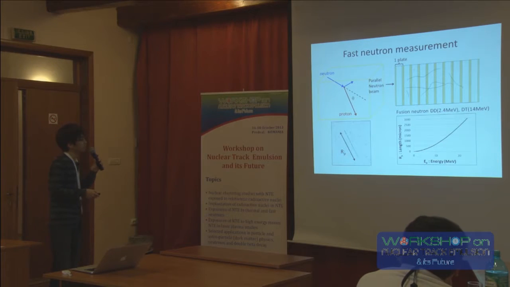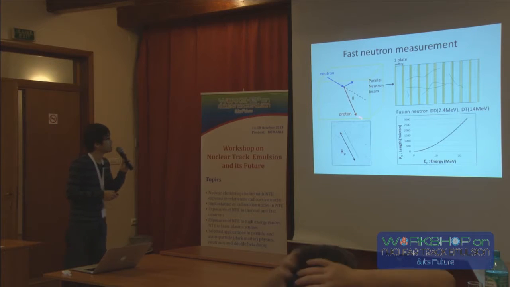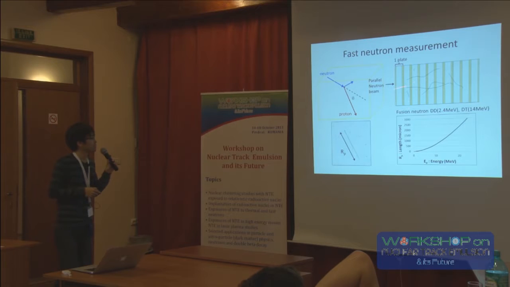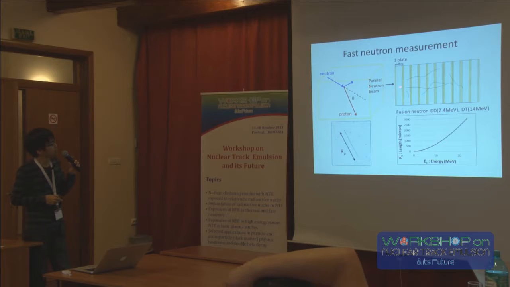We are also trying fast neutron detection with nuclear emulsion. This is the principle of detection of fast neutrons with nuclear emulsion. The fast neutrons scatter protons, so we can detect the proton tracks in the nuclear emulsion. When a parallel neutron beam is exposed to the nuclear emulsion, we can get these track images in the emulsion detector. So, not parallel tracks.